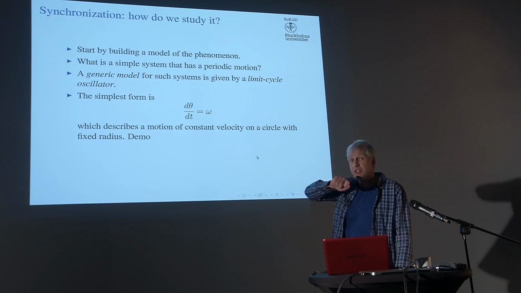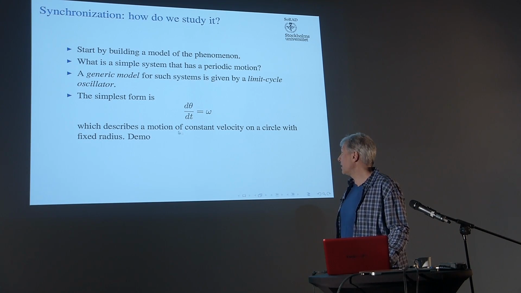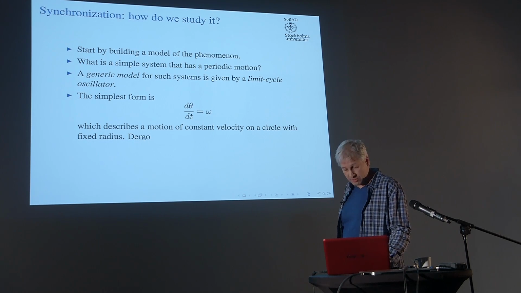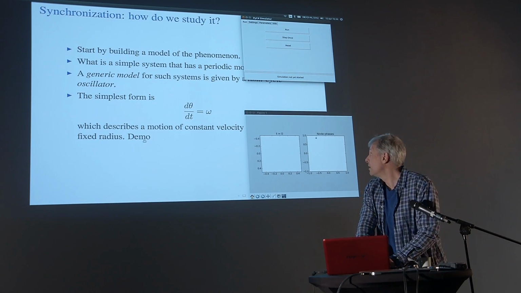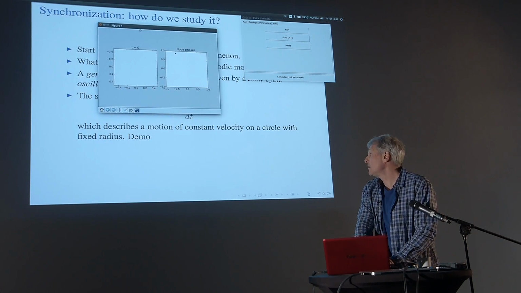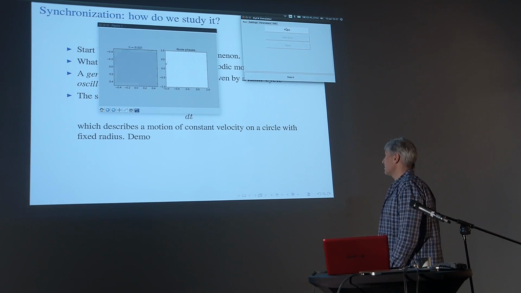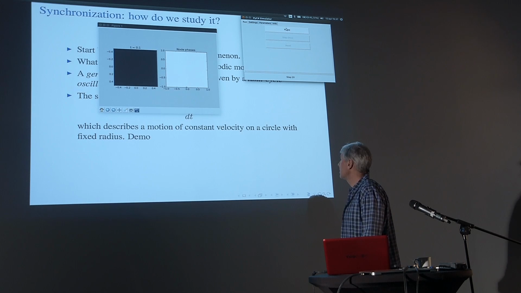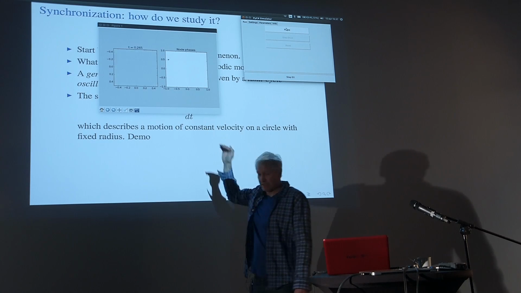It describes the motion of a constant velocity on a circle. I have a demo that I hope will work. Oh, look at that. So you see there is a small blue dot here. That's my oscillator, the state of my oscillator. So when I run it, it's going to move around the circle. It's pretty boring. And you see the thing on the left here, it's in grayscale.